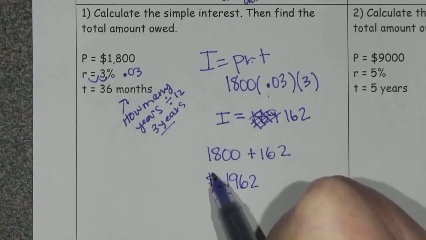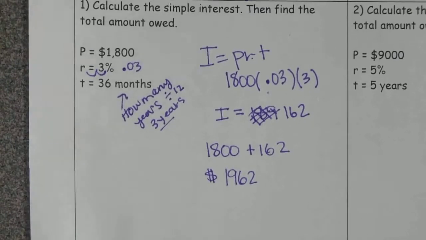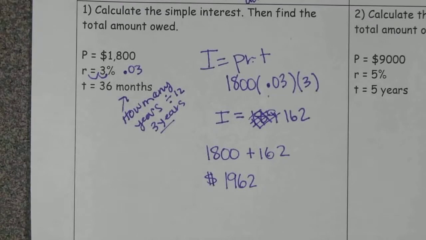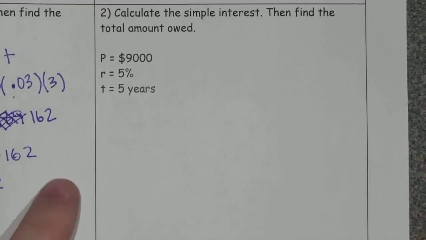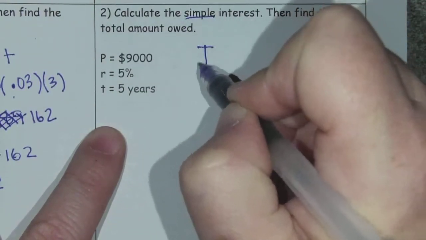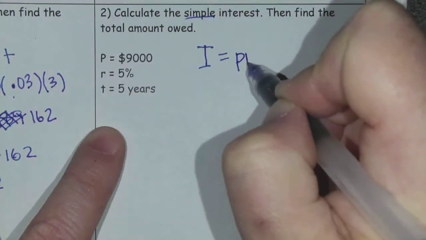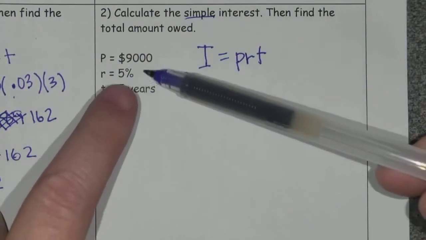Yeah, $1,962. Does that make sense to everybody how we did that? All right, next problem, same thing. This one says calculate the simple interest, then find the total amount owed. So again, because it says simple interest, I know I'm using that formula I equals P times R times T, and I'm simply substituting my information in.